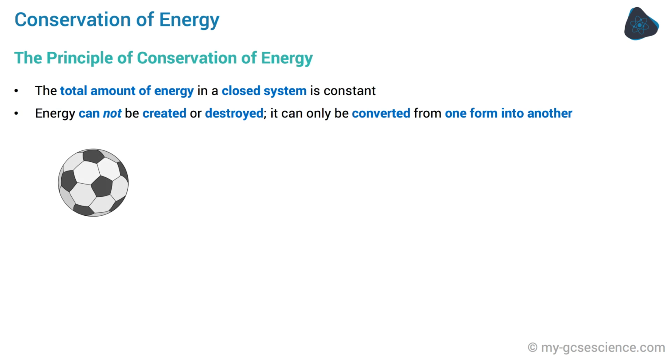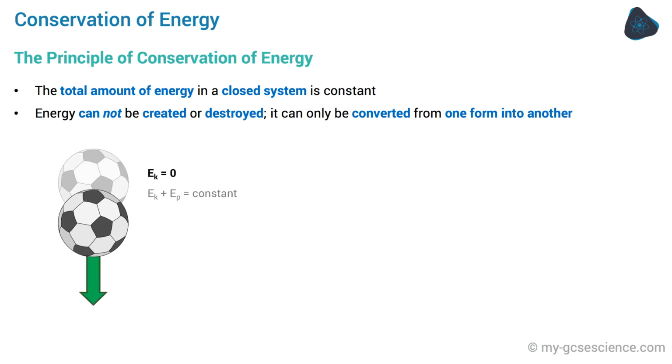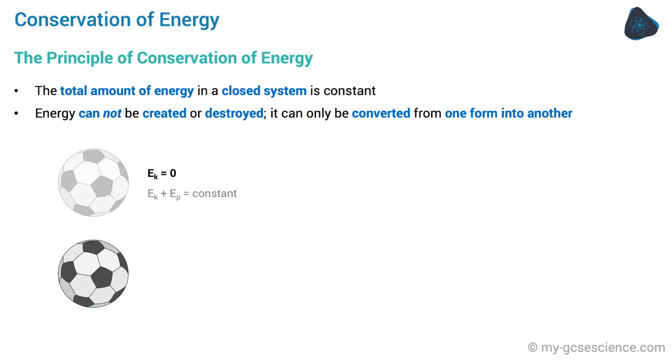Let's look at this football and assume for now that it's a closed system, which means that its total energy is constant. When it's held still above the ground, its kinetic energy is zero since it isn't moving, and its total energy is the sum of its kinetic and gravitational potential energies. When it's released, its stored GPE will be converted into kinetic energy, which is why it moves downwards. In a closed system, its decrease in GPE will be equal to its increase in kinetic energy, so that overall, the sum of its kinetic and gravitational potential energies remains constant.